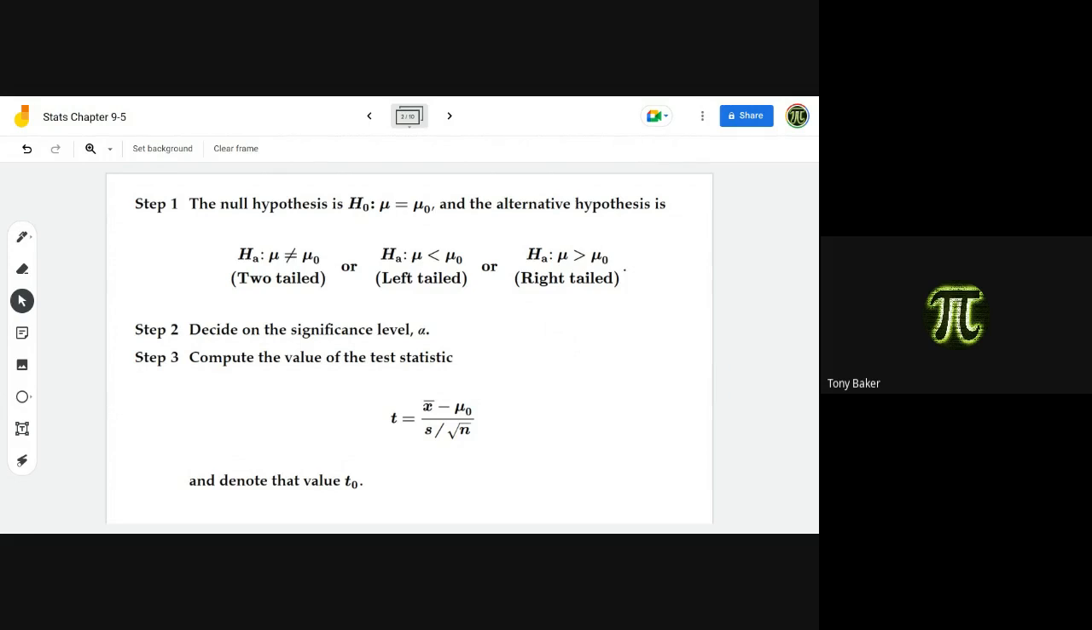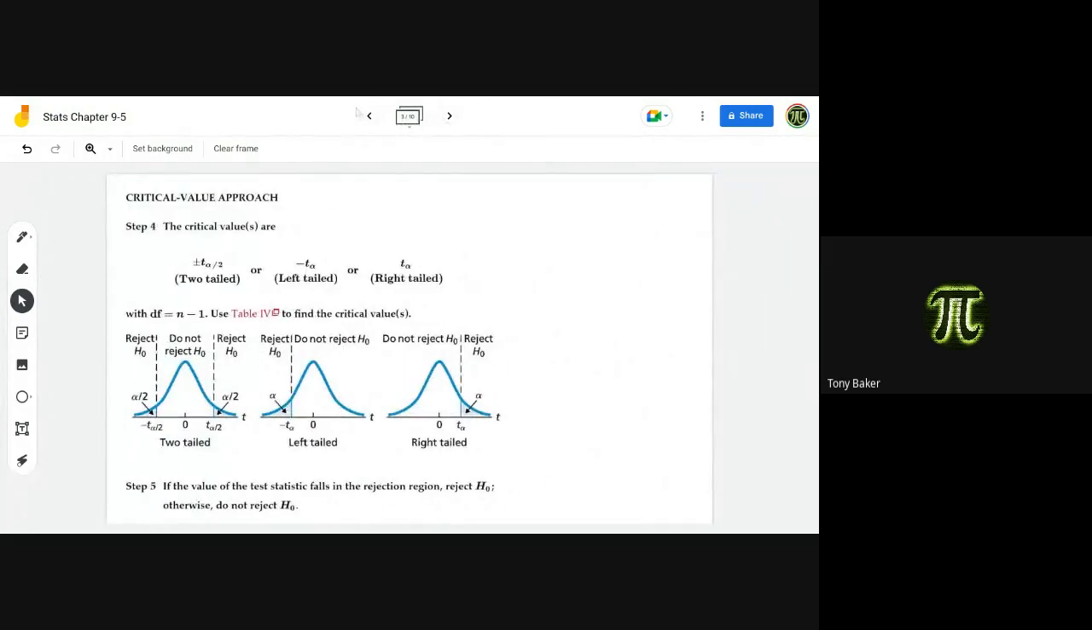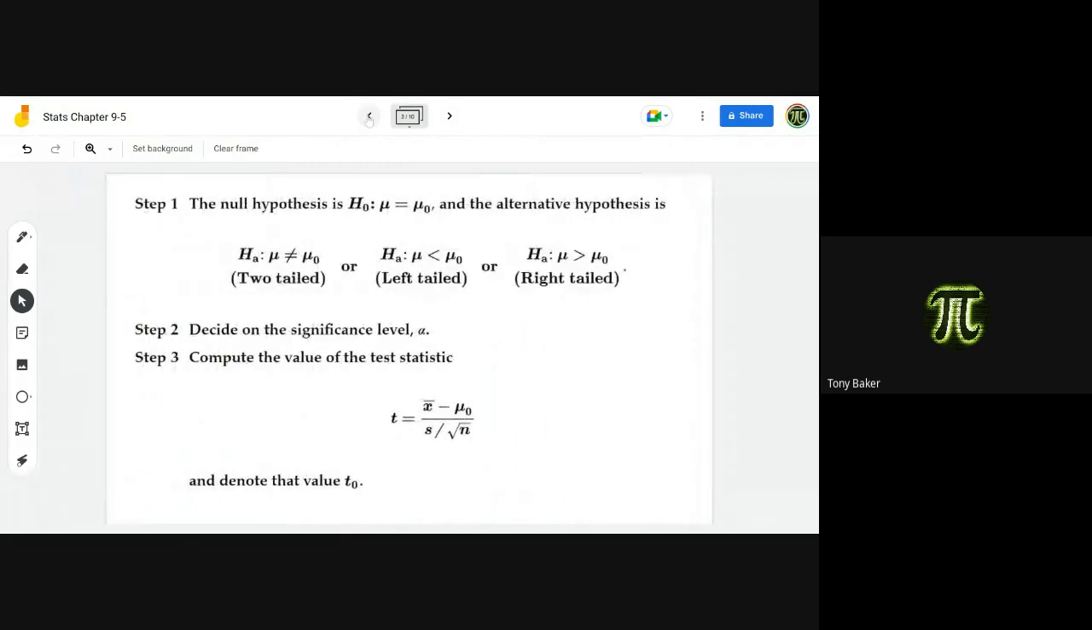Also remember on the t-test, we're looking at degrees of freedom. The degrees of freedom is n minus 1. So just keep that in mind when we're looking at the list. It's always one less than whatever the sample number is.